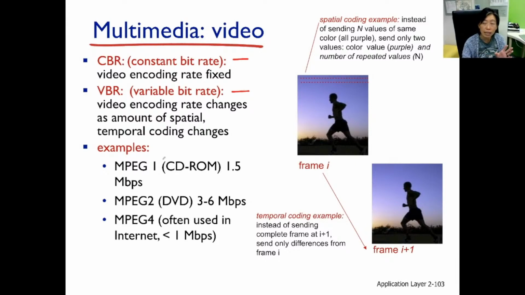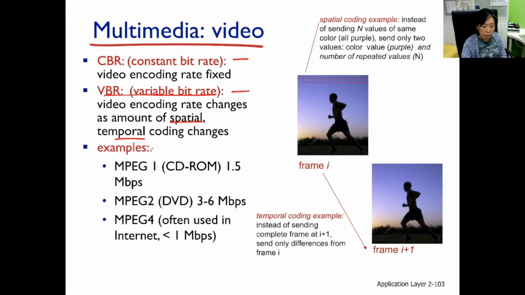So it really depends on the amount of spatial and temporal redundancy you can exploit. Movies with really fast action don't get a very good compression rate, because the difference from frame i to frame i plus 1 is usually large, so you don't get to save too much. As a result, the bit stream you send out is at different bit rates. So lots of action, high bit rate. Not much motion, low bit rate.